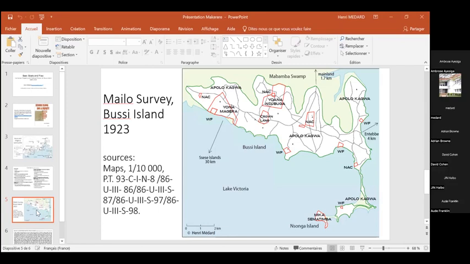This summarizes six maps. The problem is initially the dates weren't on the maps, so I didn't know when the maps were made when I found them. It's only very late that I realized they were from 1923. I thought they were much more recent, they're much older. I thought they were from 1906 or something. So I was disappointed. This reflects property 20 years after the initial sharing out of land on Bussi Island. But there's very few changes. A couple of changes I could show you maybe a bit later.